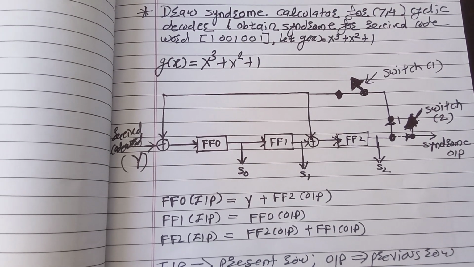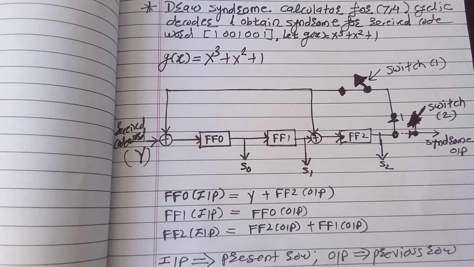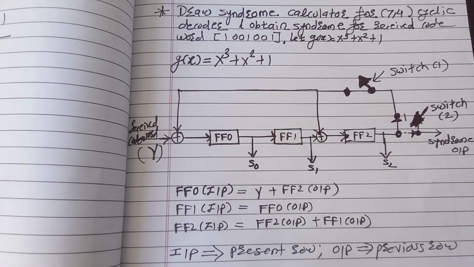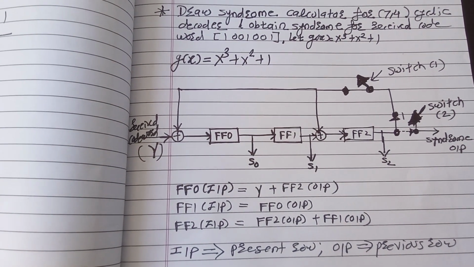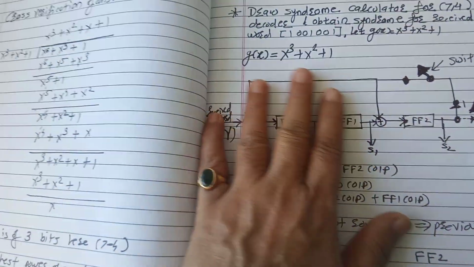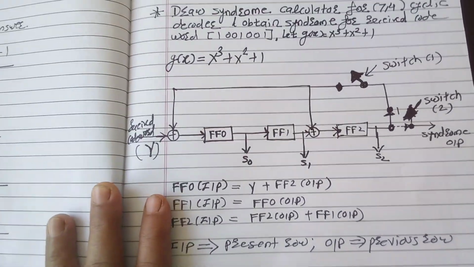Let us see the syndrome calculator circuit, or we can say the syndrome circuit, or the cyclic decoder. This circuit is for a (7,4) cyclic code with g(x) equal to x cube plus x square plus 1. Now, how to form this circuit?